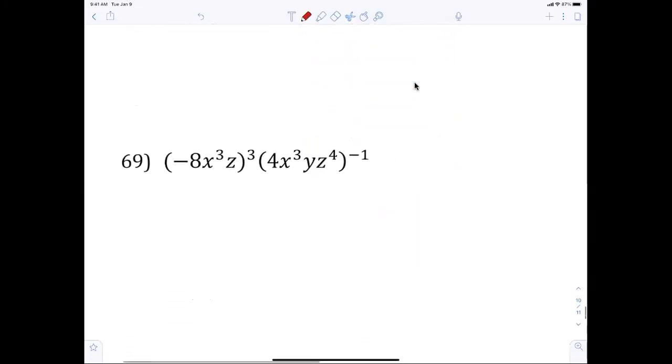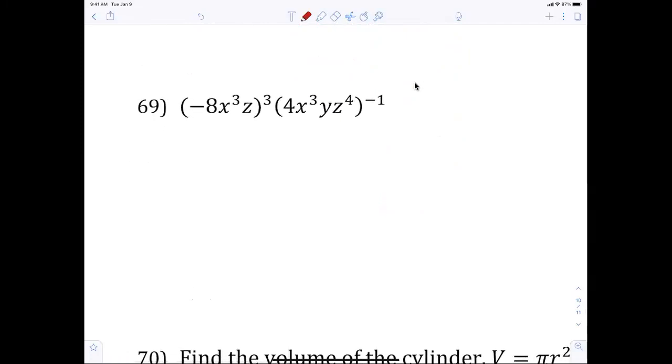All right, here we go. 69. Now, listen to me here. Does everybody see this -1? That just means it all goes in the denominator. So now I'm going to rewrite this. -8x cubed z to the third power over 4x cubed y z to the fourth. Anybody have any issues with that? Technically, I could put this in parentheses and make it a 1 here. But something to the first power is just that thing. Does everybody agree?